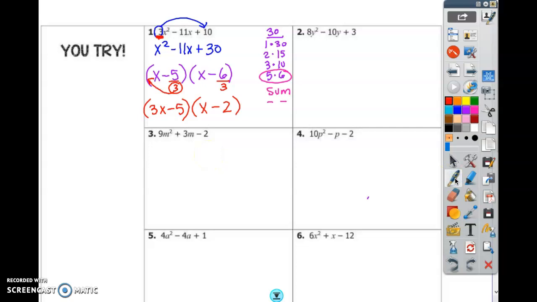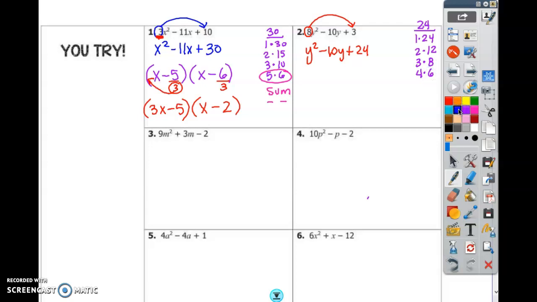Problem 2, you should have at least attempted it, or you have the answer already. We're going to check it. You're going to take the 8 and multiply it by 3. What does that give you? 24. y squared minus 10y plus 24. I need factors of 24 that give me a sum or difference of 10. So I know it's 1 times 24, 2 times 12, 3 times 8, 4 times 6.